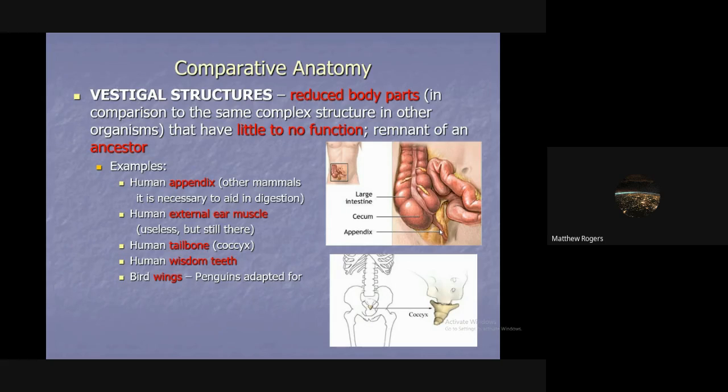Penguins, in the examples, their wings. You can see basically going through all of them. This is vestigial structures. Things that have no function in the current living thing, but have a function in past living things.